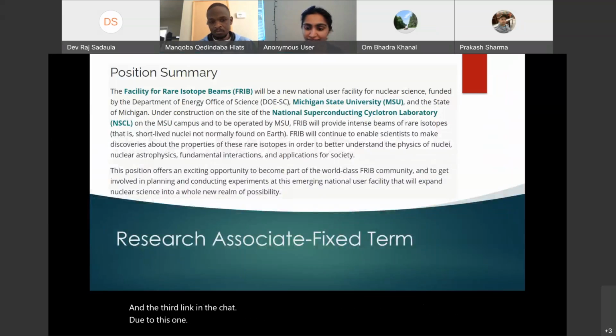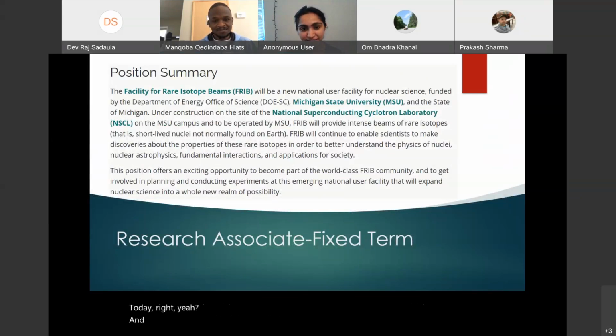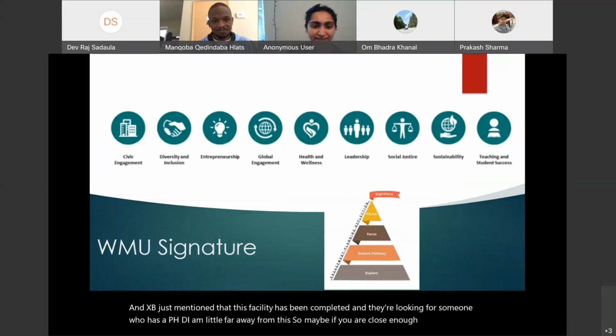The next one, if someone is graduating, I'm trying to indicate towards Om if that applies. So then there's a research associate position in FRIB. I mean, this email was sent today, right? Yeah. And ZB just mentioned that this facility has been completed and they're looking for someone who has a PhD. I'm a little far away from this, so maybe if you are close enough, then this is for you, Om.